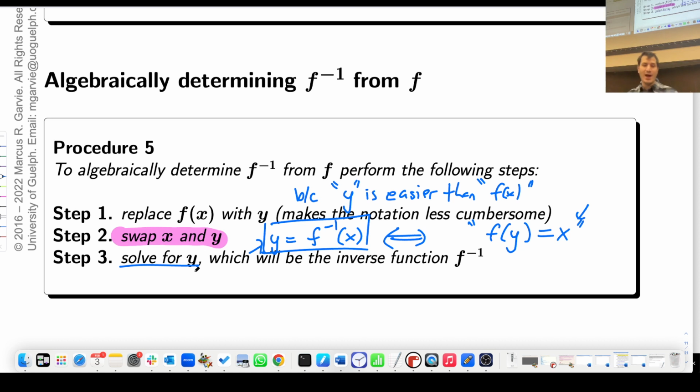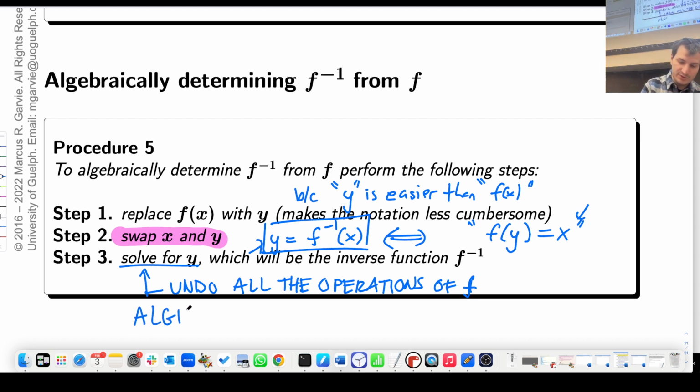And how are you going to solve for y? To solve for y, you are going to have to undo all the steps, all the operations of f. And you're going to see that in a second. So f does stuff to x. To undo it, we're going to be able to solve for y. And this last step is literally the algebra version of what we just did with the dividing by 2 and adding 1 in the first example. So this is the algebra version of rearranging the boxes, say.